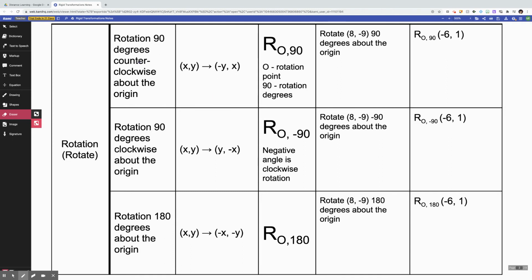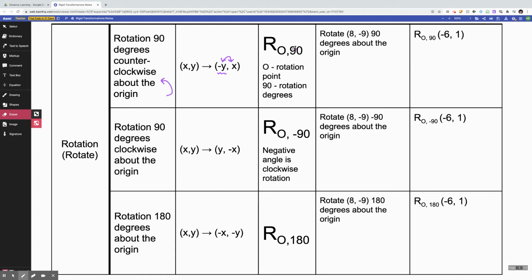Okay, so the function for rotating 90 degrees counterclockwise, so remember, counterclockwise is going this way. It's the opposite direction that a clock goes. So the rule is that you switch your x and your y values, and then you change the sign of your new x value, so the first coordinate in your new coordinate point. Okay, so the new x value is the old y value.